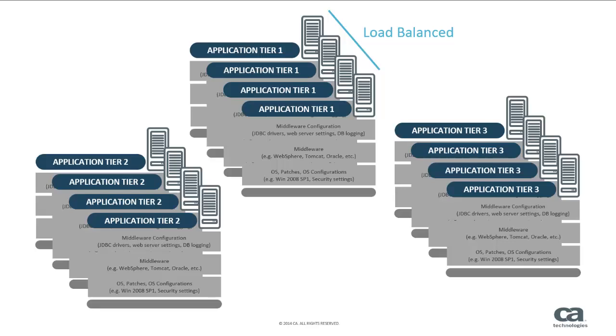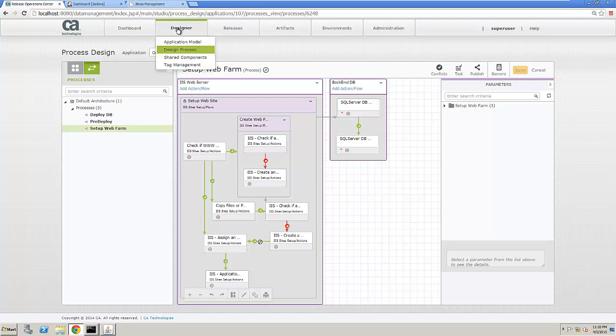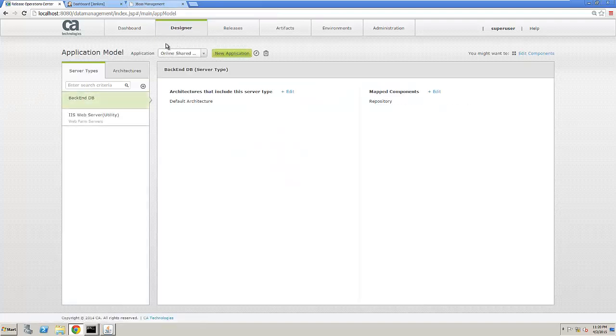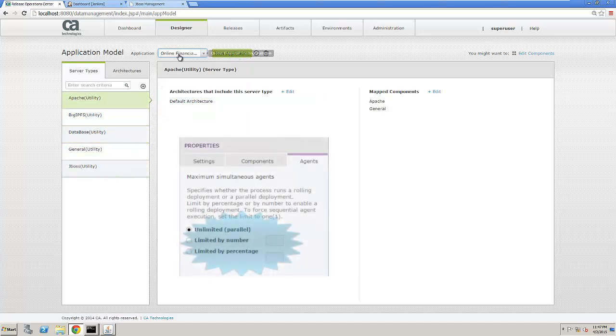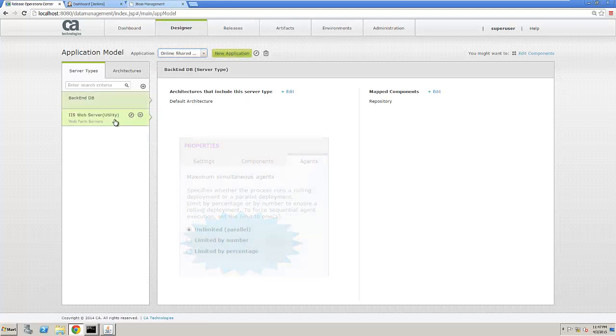CA Release Automation uses server types as an abstraction to represent the different tiers of an application, as well as other technologies involved in a deployment to any environment. They can scale to represent one or hundreds of servers, which can be deployed to serially, in parallel, or with specific rules to optimize deployment based on the capacity of each system.